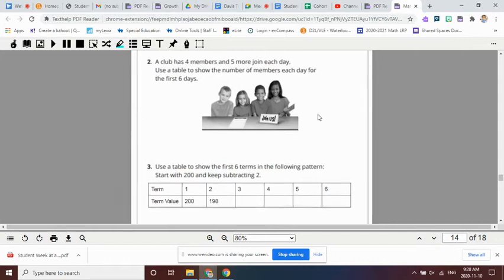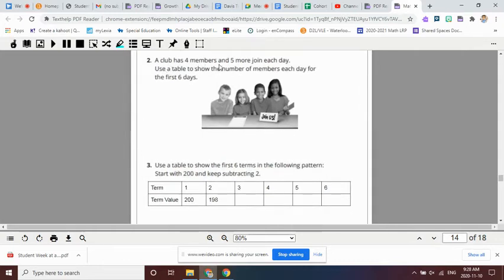It says number 2, a club has 4 members and 5 more join each day. Use a table to show the number of members for each day for the first 6 days. Okay, so I'm going to set up a chart with my typewriter. Now this time, I don't have to say term and term value because I know I have a little more information. So I could say a club has 4 members and 5 join each day. So on the top, I can write day. On the bottom, I can write members.